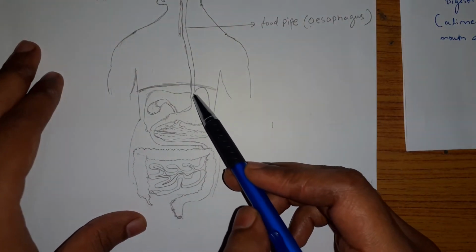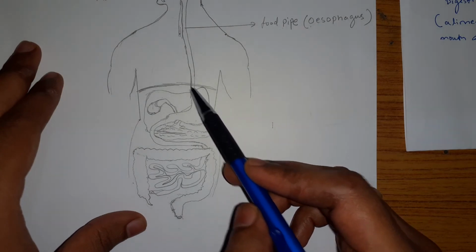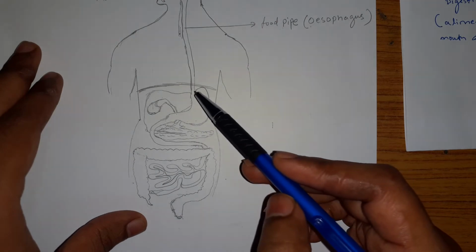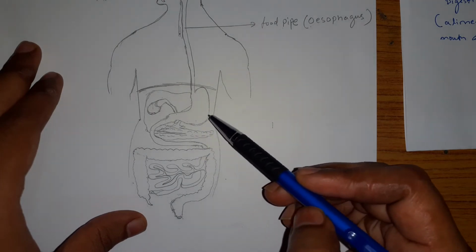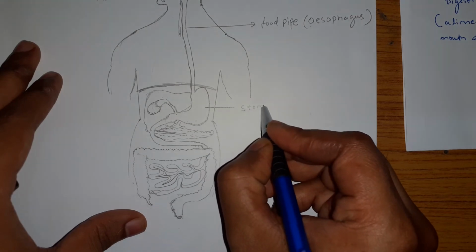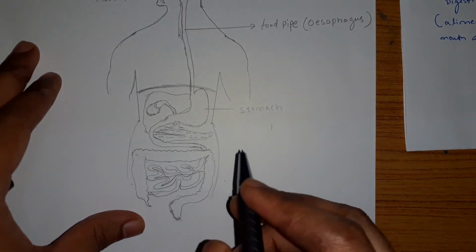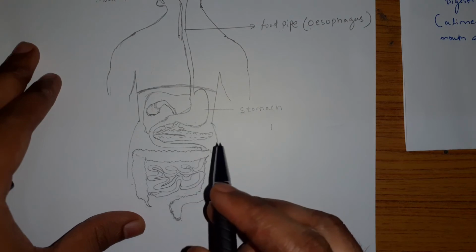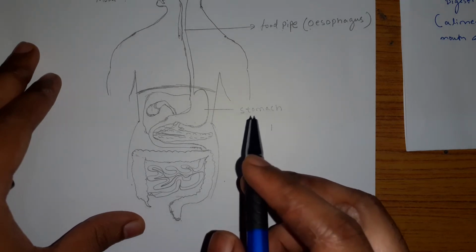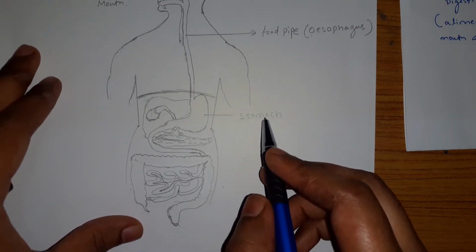The next comes here. After the end of the food pipe or esophagus, one bag is there, thick. It is a thick bag. This is known as the stomach. STOMACH, stomach. Okay, one student last year pronounced it incorrectly. Don't pronounce it that way, it is stomach.